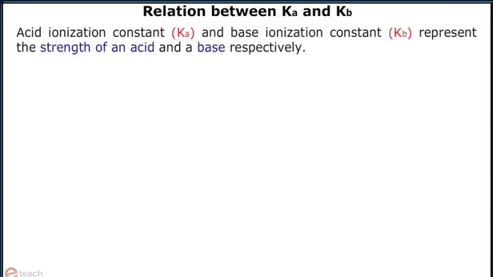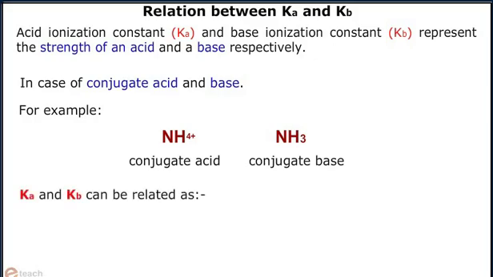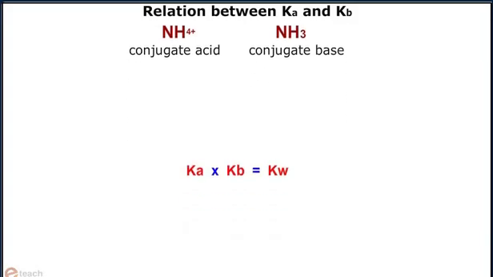Relation between Ka and Kb. The acid ionization constant, Ka, and the base ionization constant, Kb, represent the strength of an acid and a base respectively. In case of a conjugate acid and base, for example, NH4+ is the conjugate acid and NH3 is the conjugate base, Ka and Kb can be related as Ka × Kb = Kw.